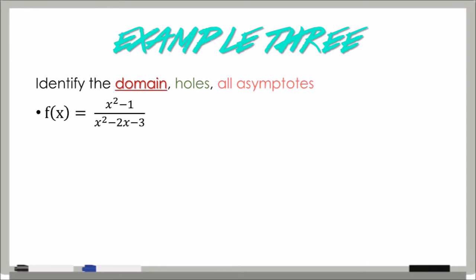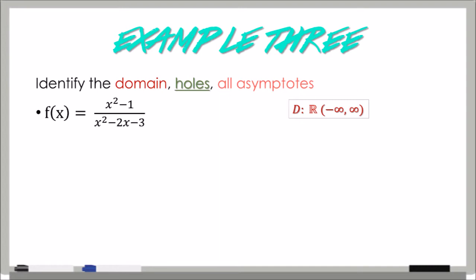If you look ahead, you can see that the denominator of our function does not have a domain restriction. Therefore, our domain is all real numbers, and if we were to write it out, it would be negative infinity to infinity. Next, we'll focus on finding our holes.